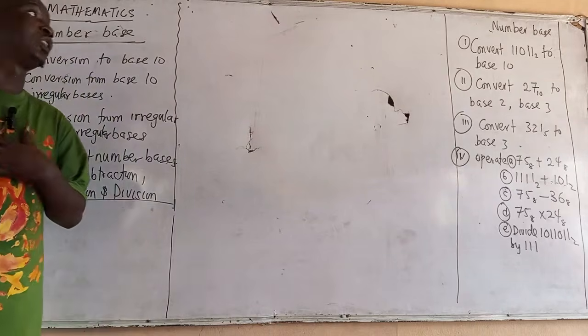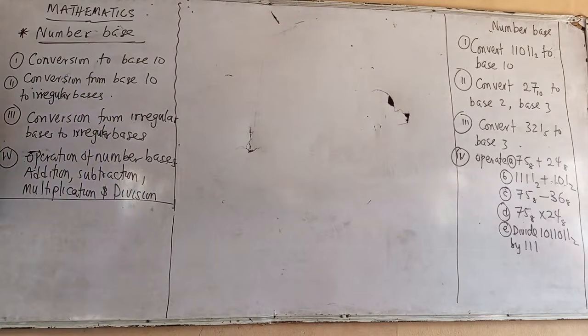Now, we want to continue with what? In this class number base, we want to look at conversion of base 10. Please, we have started. Conversion from base 10 to irregular base. Conversion from irregular base to what? Irregular base. And what? Operation of number base: addition, subtraction, multiplication, and what? Division. Please write, we start right away.